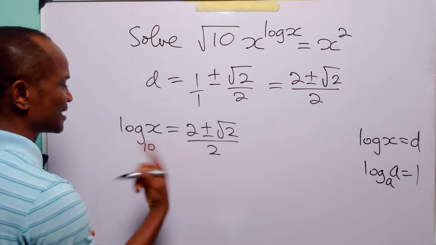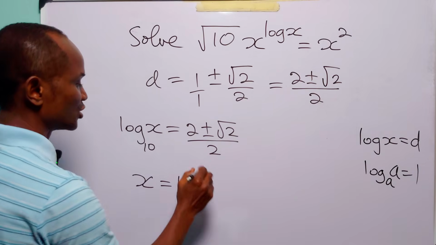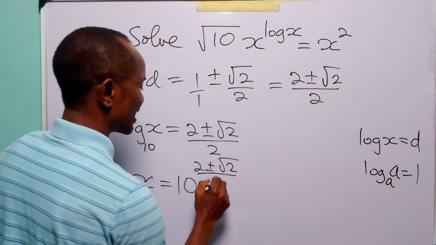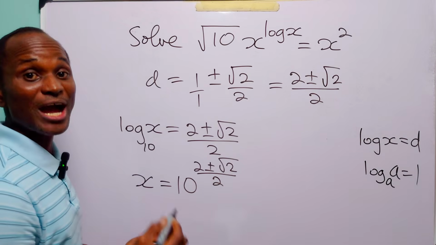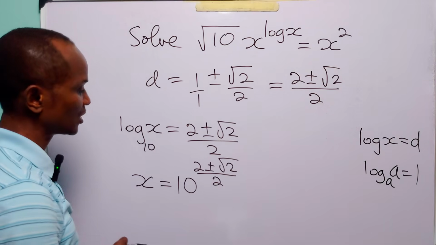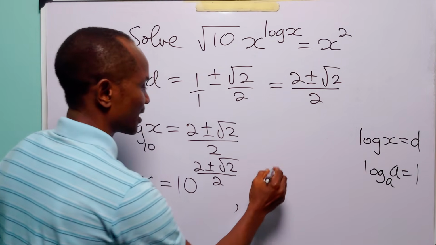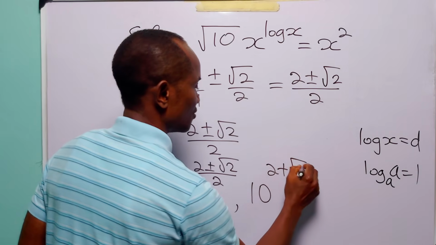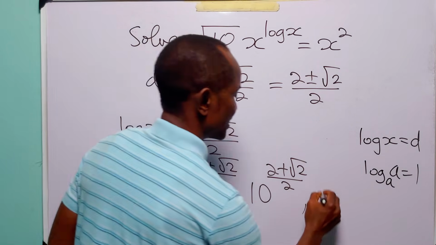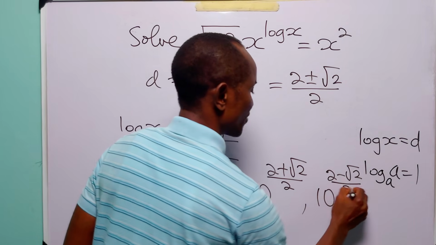So from this statement, we simply have that x is equal to 10 to the power 2 plus or minus root 2 divided by 2. So we have two values of x that satisfy this logarithmic equation. The first one is 10 to the power 2 plus root 2 over 2. And the second one is 10 to the power 2 minus root 2 over 2.